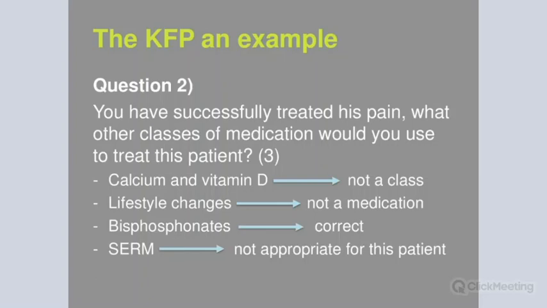Bisphosphonates would be correct, and SERM, which I think stands for selective estrogen receptor modulators, is definitely a correct answer for treatment of osteoporosis, but this patient is a male, so you wouldn't be able to give it. And I think that's what they wrote in the exam report, so I highlighted it, that 10% of candidates put raloxifene as an answer, when 1, it's not even a class of medication, and 2, it's not suitable.